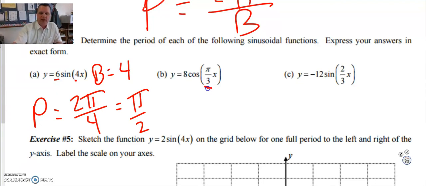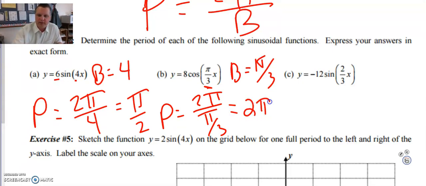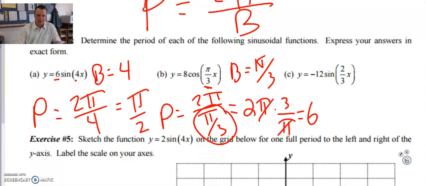You can also have a pi in front of the x. So my b is pi over 3. The period is 2 pi over pi over 3. Now I'll show you this one in a little more detail so you can see what's going on here. So the 2 pi stays the same, and then you're going to times, and you have to invert this. So it's 3 over pi. The pi's will cancel, and you get 6. So that's your period.